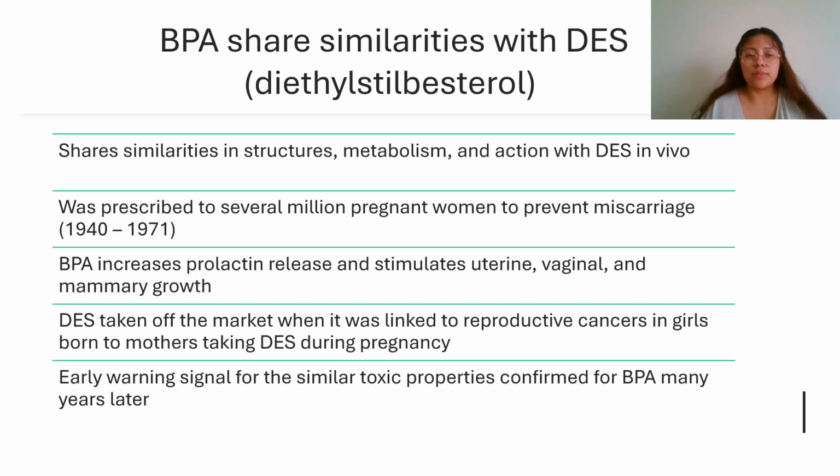So BPA has some similarities with DES, which is diethylstilbestrol. It shares similarities in structure, metabolism, and action with DES in vivo. DES was prescribed to several million pregnant women to prevent miscarriages in the 1940s through 1970s. BPA increases prolactin release and stimulates uterine, vaginal, and mammary growth. DES was taken off the market when it was linked to reproductive cancers in girls born to mothers taking DES during pregnancy. It was an early warning signal for the similar toxic properties confirmed for BPA many years later.